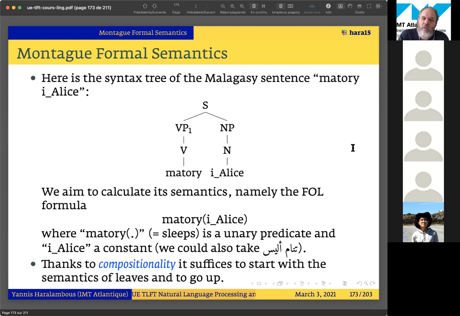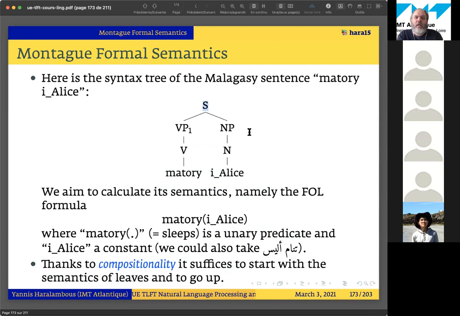I could also have used Arabic, Tanam Alice. I've chosen to use Malagasy, and these are my leaves, the words, Matori i Alis. Matori is a verb, i Alis is a noun. This verb is my verb phrase, and this is my noun phrase. And here I have the rule that a sentence can be a verb phrase followed by a noun phrase.